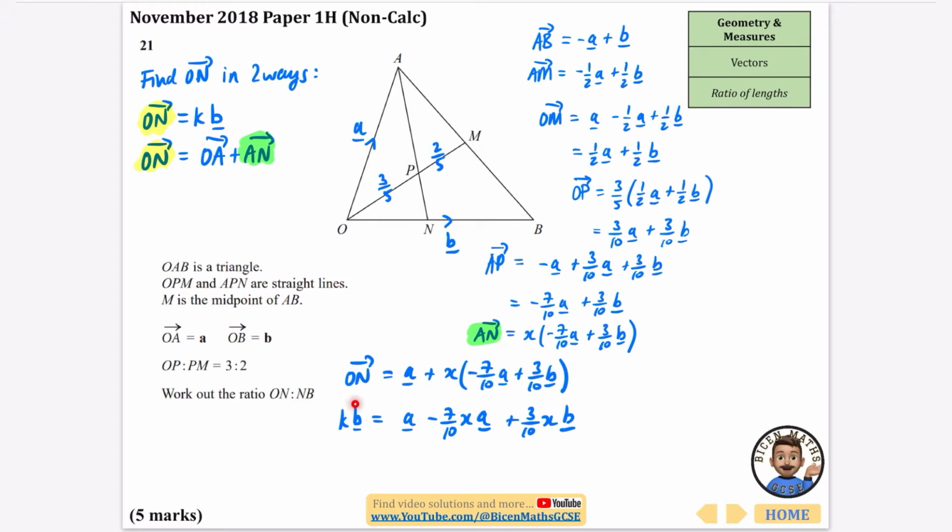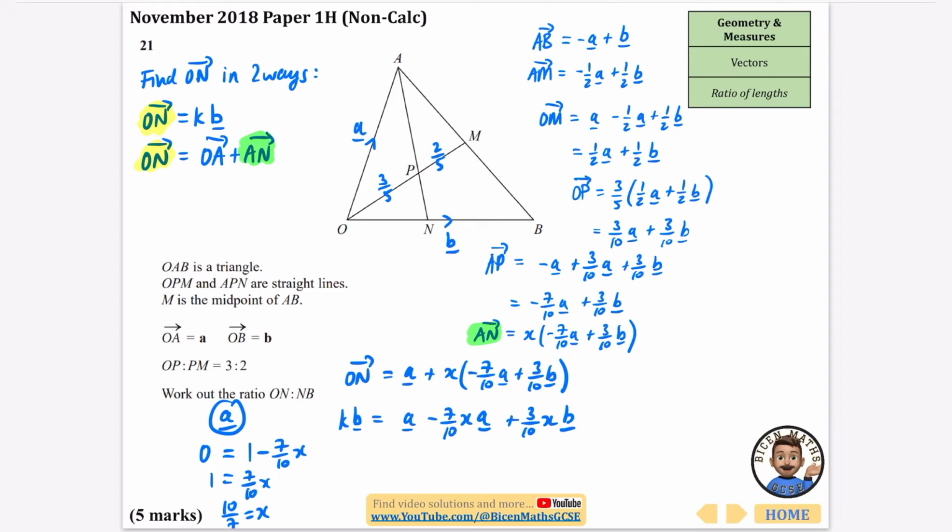Now when I have these two things, I can say that this side must be the same as this side. So anything to do with A over here must be the same as A over here. And if you look on the left-hand side, there are no A's at all. On the right-hand side, there is a 1 minus 7/10 x. And this is me comparing the A vectors. So this tells me that 1 is equal to 7/10 x, which means that x is equal to 10 over 7.